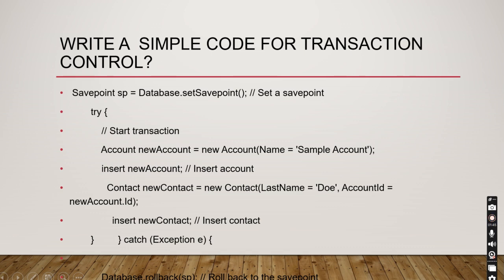The next question. The interviewer will say, okay, that is all fine, now write a simple code and show me what is transaction control. So this is what you are going to do. You are first going to use Database.setSavepoint to create a savepoint. So at this point a savepoint gets established, and then you put all the other transactions that you want inside a try block, and here you are creating a new account and then trying to create a new contact.